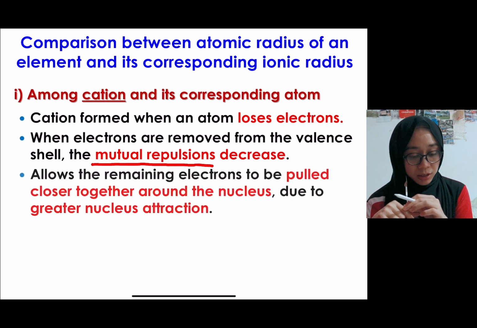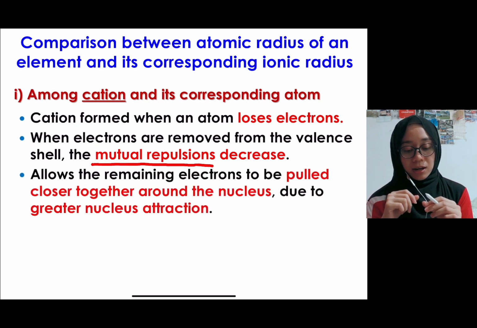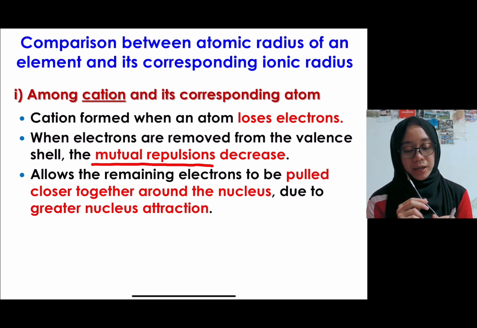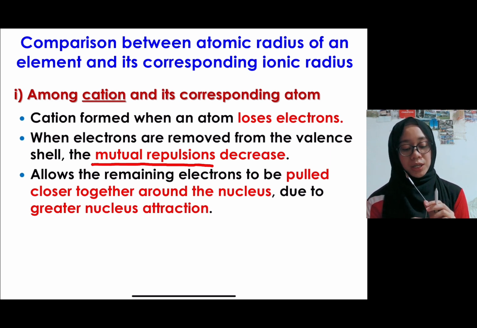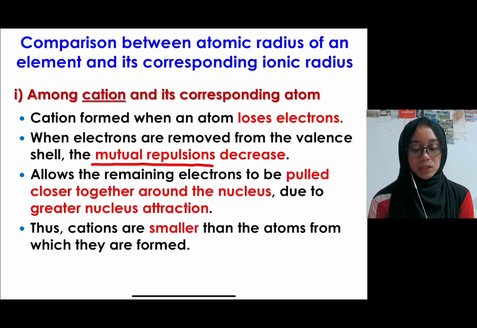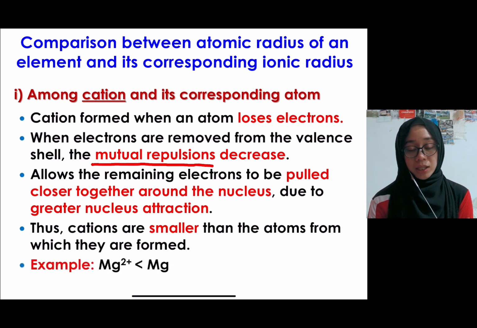Okay, so allow the remaining electrons to be pulled closer together around the nucleus due to the greater nucleus attraction. So thus the cations are smaller than the atoms from which they are formed. Okay, so for example kita ada magnesium 2+ dengan magnesium.